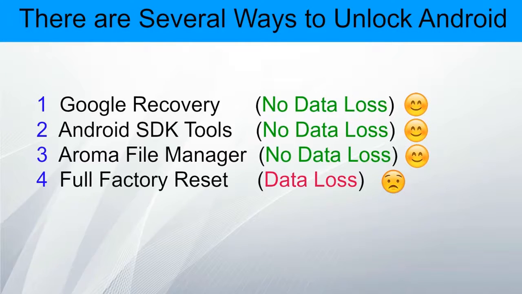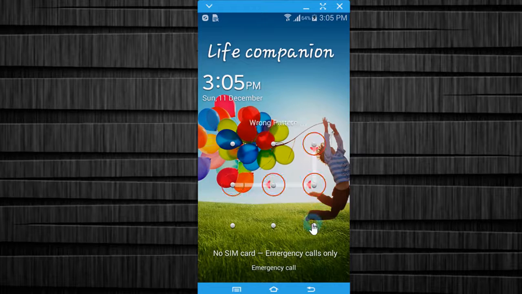There are several ways to unlock your device without resetting it and without losing all of your data. Number 1, with Gmail account, number 2, Android SDK tools, and number 3, with Aroma file manager. In all these 3 methods, your data will be saved, and the last one is full factory reset. So let's start with number 1, Google recovery account.